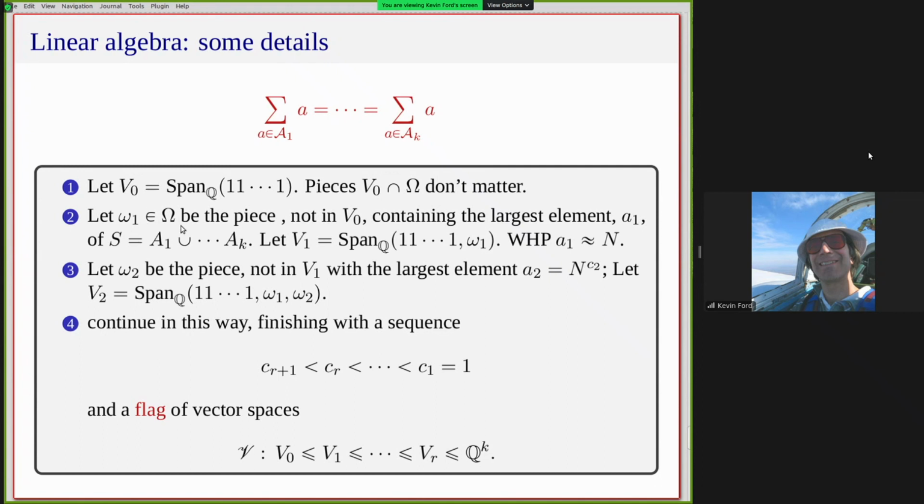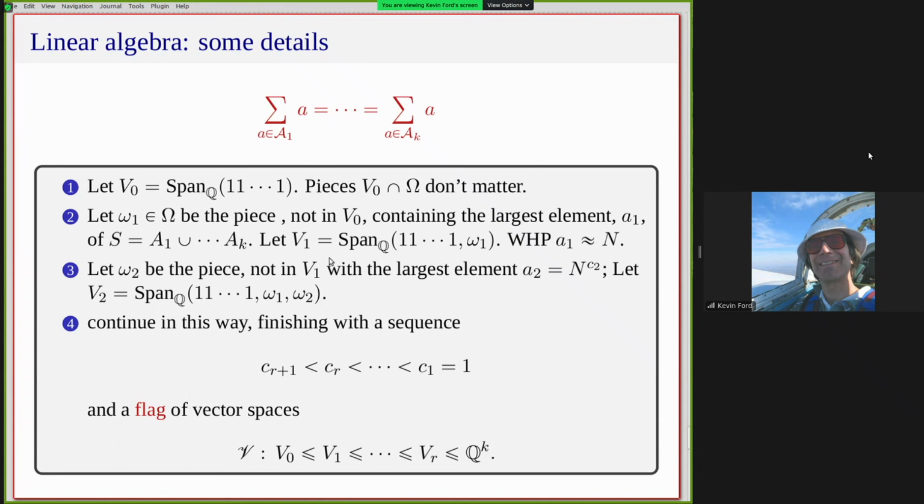Now we'll take the piece of the Venn diagram not in here that contains the largest element. So it's the largest element of the union here that's involved in any of these. V1 will now be a vector space spanned by the all ones vector and omega 1. And from probabilistic heuristics, A1 will be roughly of size n for most of the time.